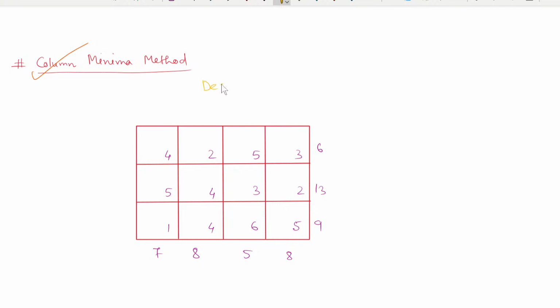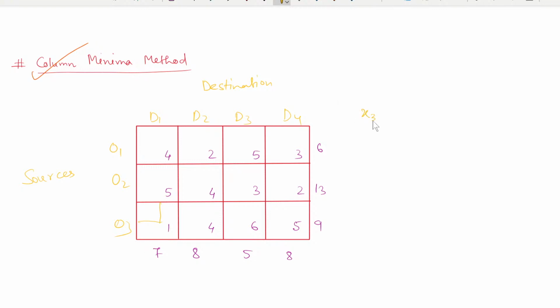Suppose these are the destinations D1, D2, D3, D4, and these are the sources O1, O2, O3. Now here the first column is D1. So we first find the minimum element in the column. 1 is the minimum element in the column, so we allocate here first.